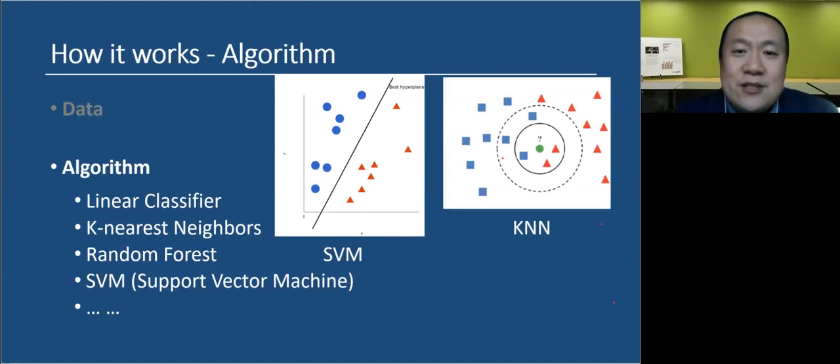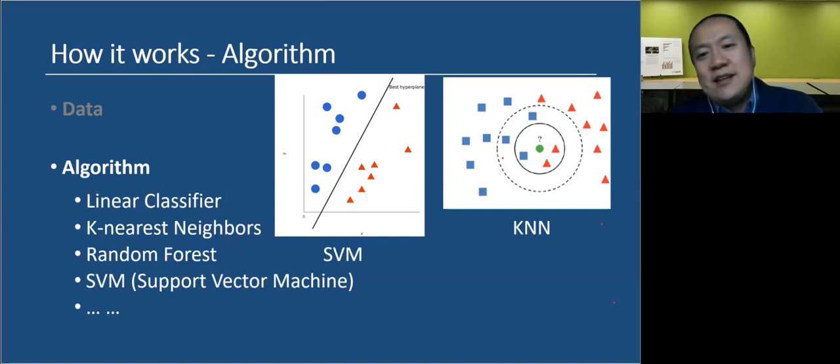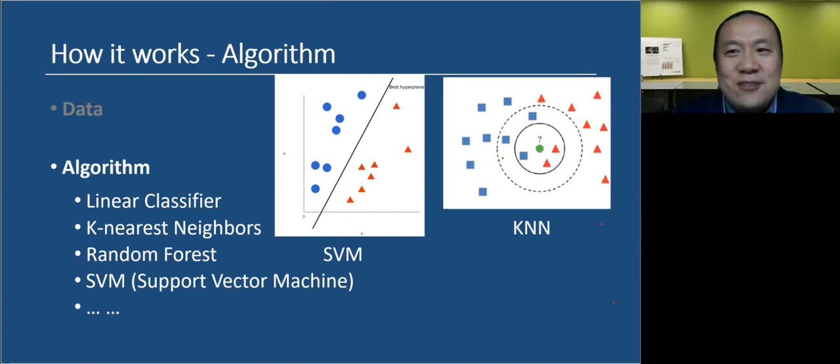So the key feature is how to define the K. The result will be different as long as you have a different value of K. So that is the KNN algorithm. Okay, congratulations, you already learned two types of machine learning algorithm now. It's not that difficult, right?